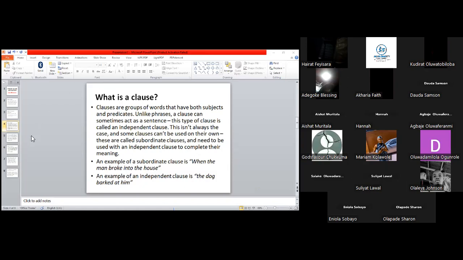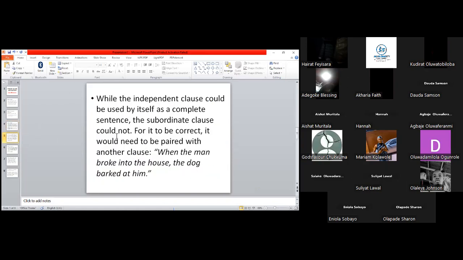Now, moving away from that quickly, while the independent clause could be used by itself as a complete sentence, the subordinate clause could not. So just as I said earlier, you can see how the sentence is formed. Look at it here.